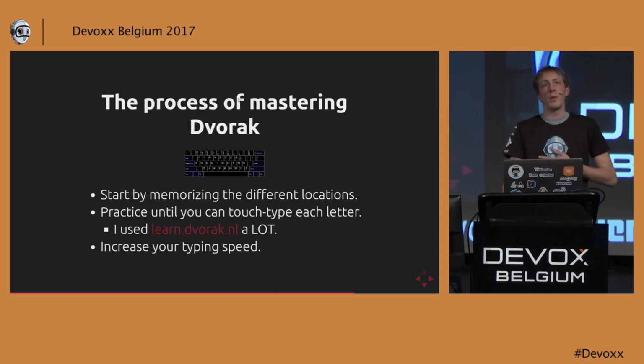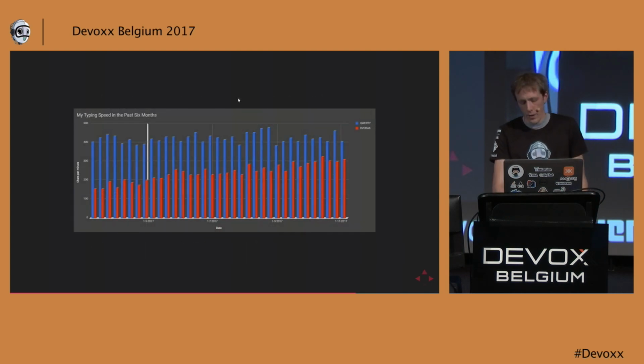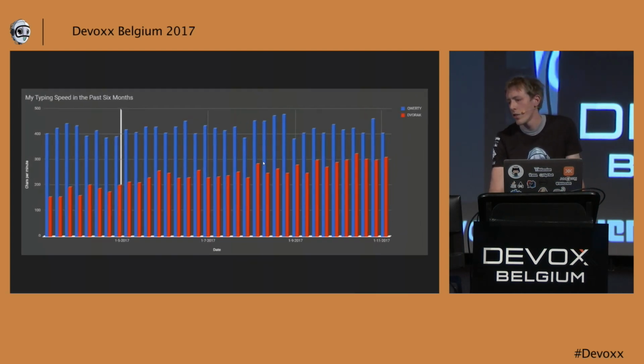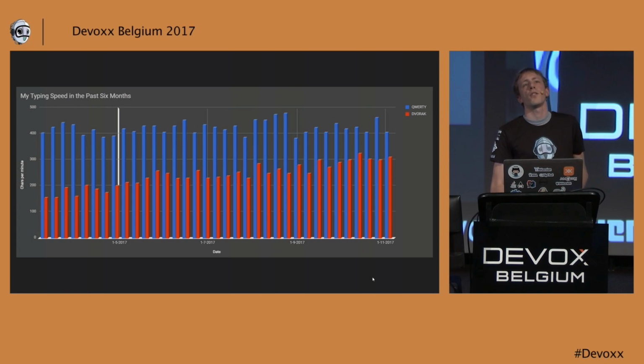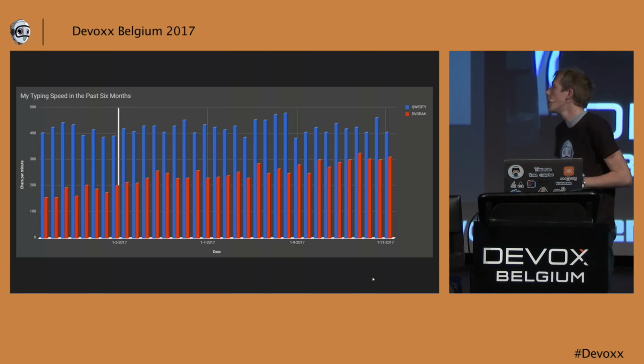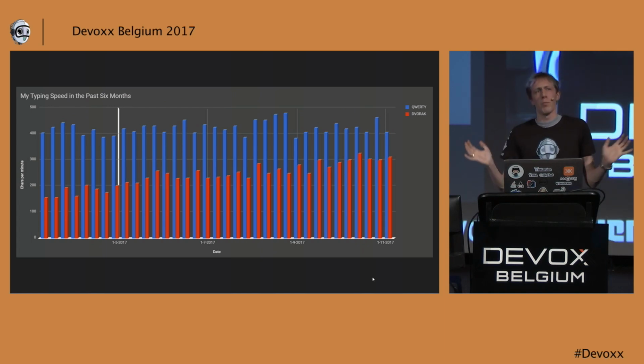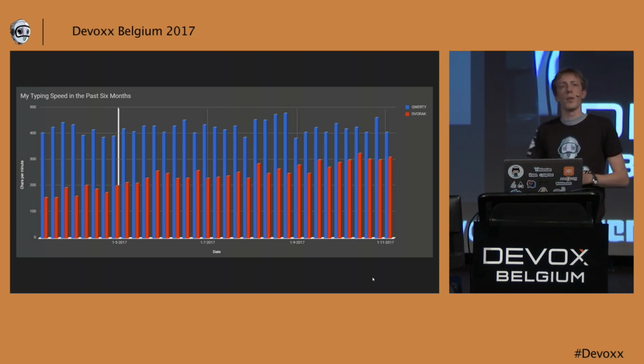Then you need to increase your typing speed, so just type on Dvorak more often. This is what I did. I kept some data on my progress for the last 6 months. I started at the left side of the graph, which was like March this year or something, and I ended in November, where we are now. And this is a list of my speed.